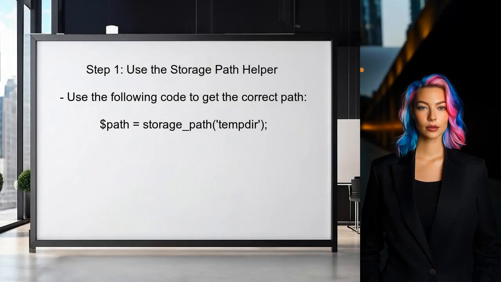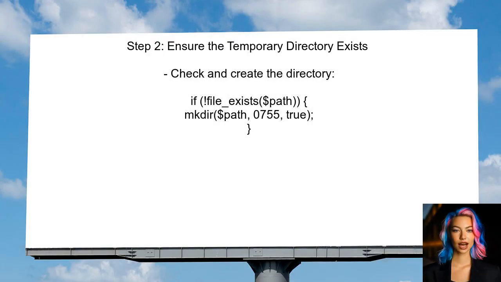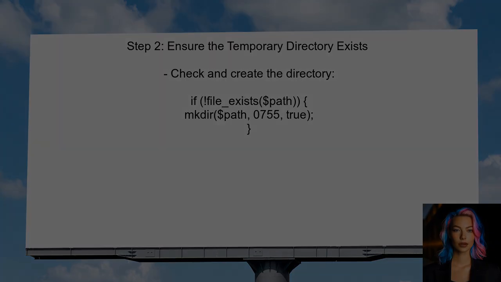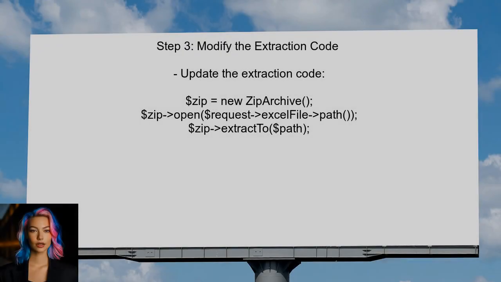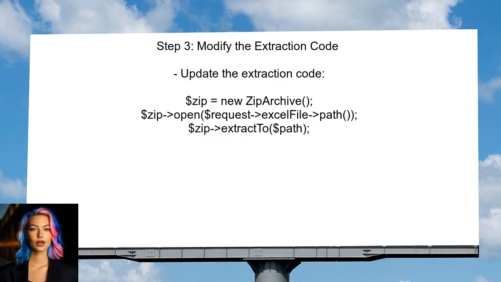To begin addressing the user's concern, we need to clarify the correct path for temporary storage in Laravel. The user should utilize the storage path helper function provided by Laravel. Next, the user should ensure that the temporary directory exists. If it doesn't, they can create it programmatically within their code. Now, the user can modify their extraction code to use the correct path. This will ensure that the unzipped files are stored in the intended location.